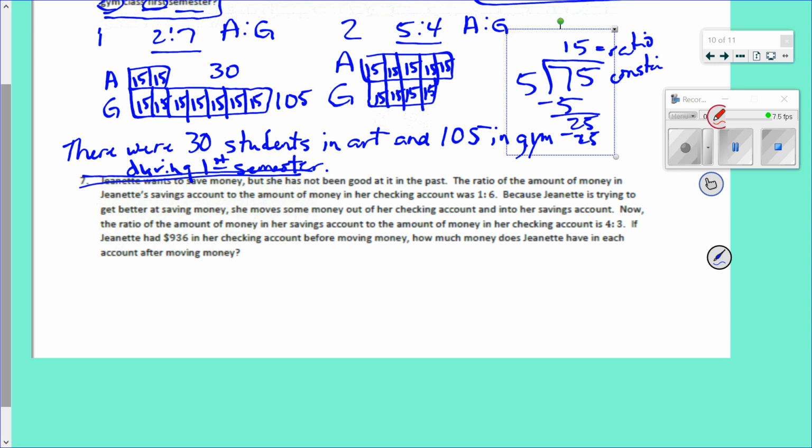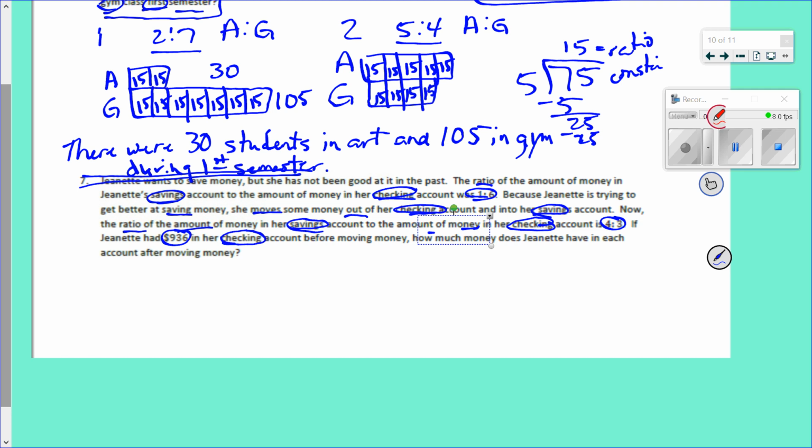So let's look at number 7 then. Jeanette wants to save money, but she has not been good in the past. The ratio of the amount of money in Jeanette's savings account to the amount of money in her checking account was 1 to 6. Because Jeanette's trying to get better at saving money, she moved some money out of her checking account into her savings account. Now the ratio of the amount of money in her savings to the amount of money in her checking is 4 to 3. If Jeanette had 936 in her checking before moving money, how much money does Jeanette have in each account after moving money? So there's our question.